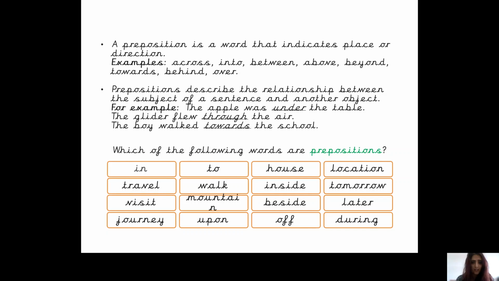The glider flew through the air. It's telling you where the glider is and it's flying through the air. The boy walked towards the school. So it's telling you the direction he's walking towards. I'd like you to pause. I've got some words at the bottom, if you can see them. I would like you to tell me what words are prepositions. That's right, well done. It's in, to, inside, beside, upon, and off. If you got those right, give yourselves a pat on the back. Well done.